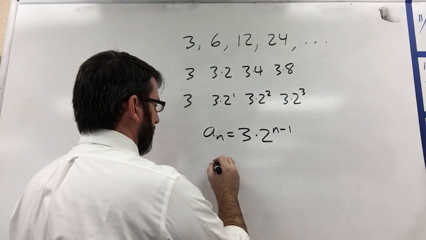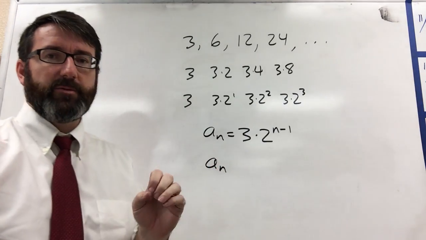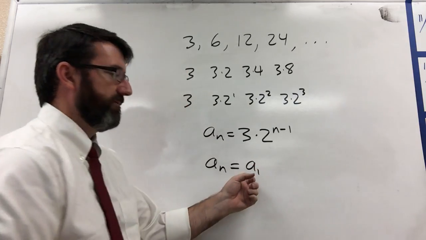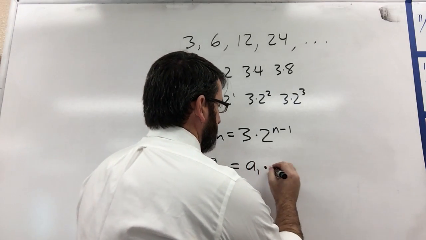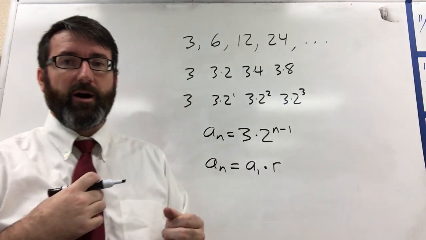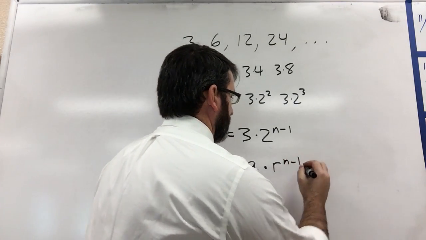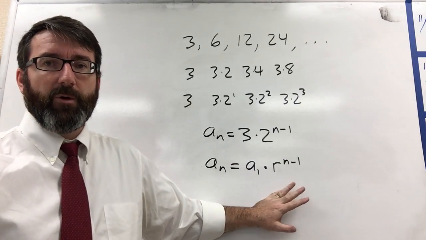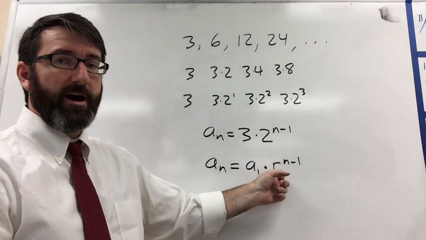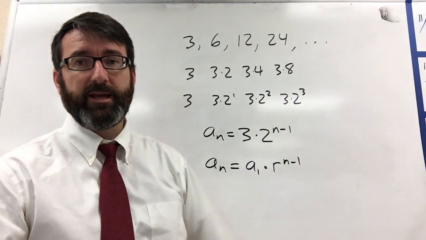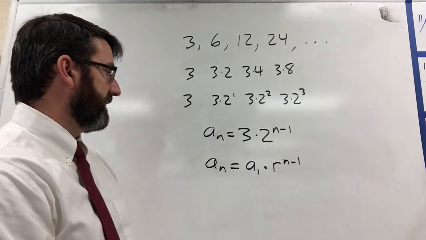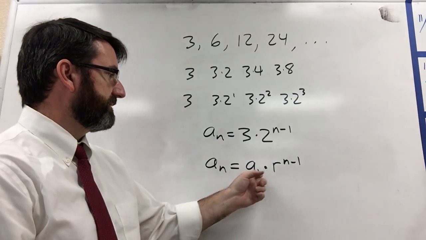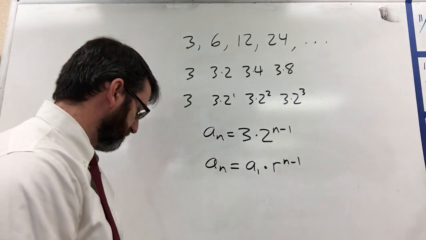And this is going to work for all of our geometric sequences. The formula is going to be a sub n equals a sub 1, the first term, times the common ratio, which we're going to call r, to the n minus 1. So all we have to do to find an explicit formula for a geometric sequence is to find the common ratio, what we're multiplying by each time to get the next term in the sequence, and then put the first term out front here. So it's the first term times r to the n minus 1.